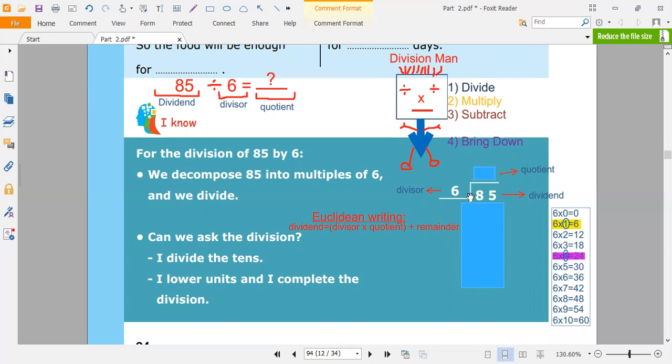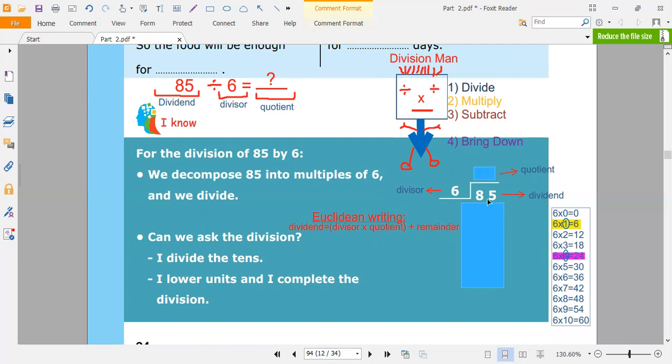Now, let's see how to set up these two numbers. We draw a line like a stair, and we write the dividend to the right, which is 85, and to the left we write the 6, which is the divisor. Here we write the divisor, and here we write the dividend.